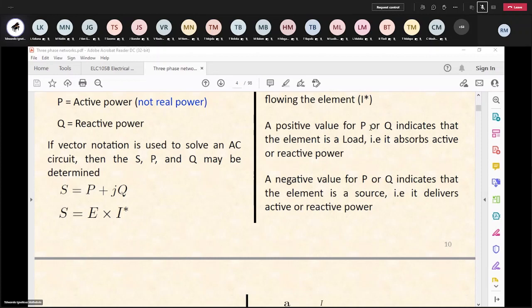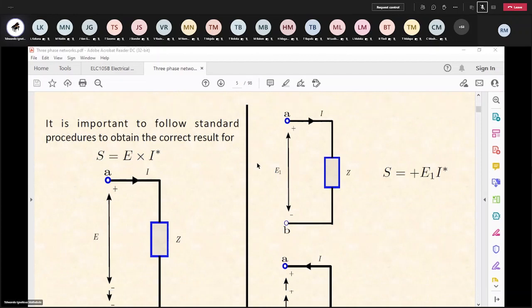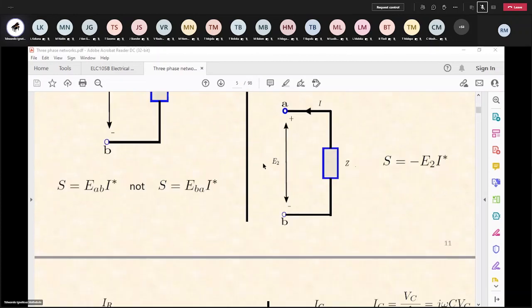A positive value for P or Q indicates that the element is a load, that is, it absorbs active or reactive power. A negative value for P or Q indicates that the element is a source, that is, it delivers active or reactive power. Now, we will predominantly work with a positive value of Q because we would really be calculating these parameters at our load. So we'll seldom want to calculate how much active power the source provides, and so on. We will seldom do that. Not that we can't, but it's not a common problem that you can have.